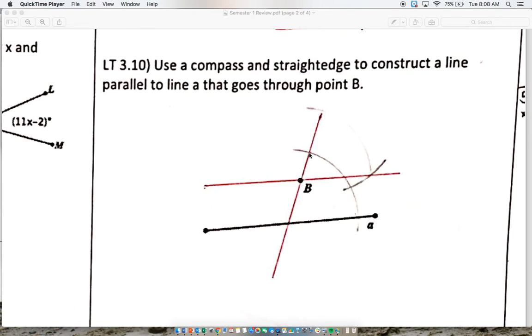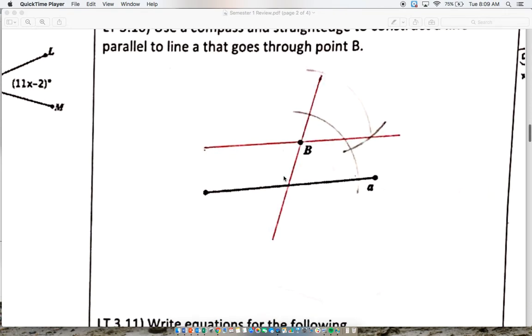And then measure your distance from here to here. So open up your compass to make that length. And then put the pointy edge right here, and then draw an arc here. That'll make an intersection point right here. And then go ahead and draw your line through B and that little intersection point.